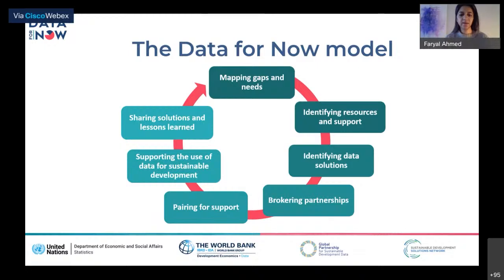Once those are identified, you broker the partnership with various partners in academia, in civil society, across the international agencies to help national statistics offices to fill those data gaps that they have identified in the priority process. And then we prepare for the support, and then in the next phase, we support the use of data for sustainable development by implementing those sources, methods, and technologies. And once those are established, we share the solution and share the lessons with other countries as well in the process. Thank you. Next slide.